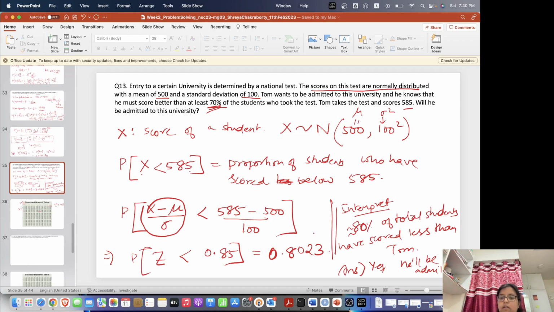The total area of this normal curve, let's say it's 1, and the area represents the proportion of students who have taken the test. Since it is 80.23, it's greater than 70, so the answer is yes, he'll be admitted to the university.